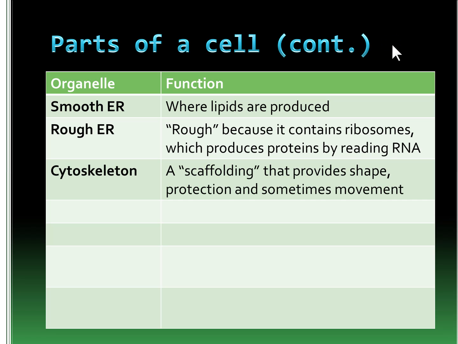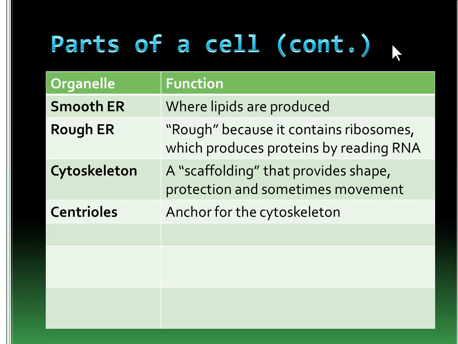The cytoskeleton is the scaffolding that provides shape and protection, and sometimes even some movement within the cell. I guess much like how we have a skeleton that gives our body a bit of shape. It's not as obvious and as thick and strong as our bony skeleton, but it does provide a little bit of structure for cells. So that's a cytoskeleton. Centrioles are anchors for these cytoskeletons.